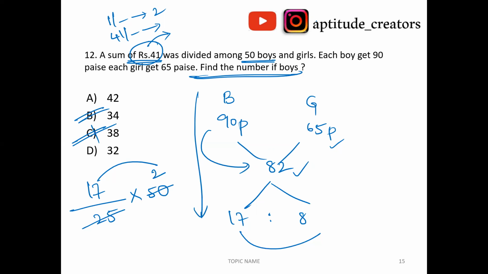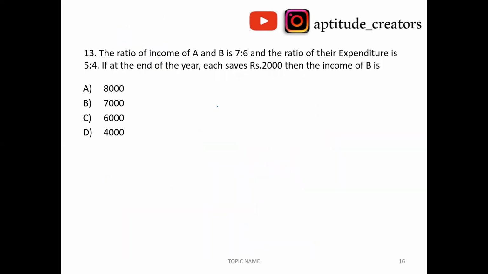I hope it is clear. Moving forward to the next question. The ratio of income of A to B is equal to 7 is to 6. And the ratio of expenditure of A to B is equal to 5 is to 4.